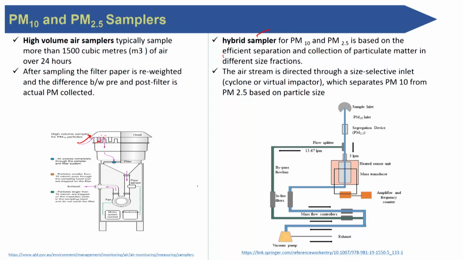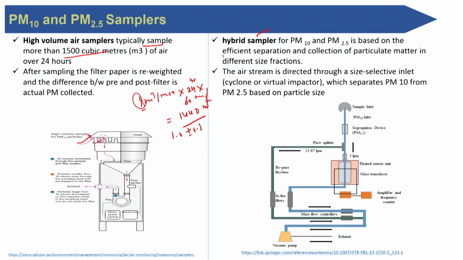When we use high volume samplers, it depends. For example, you can collect about 1500 cubic meters of air. If you are using 1 meter cube per minute for 24 hours, with 60 minutes in an hour, how much will it be? It will be about 1440 meter cube if the flow is 1.